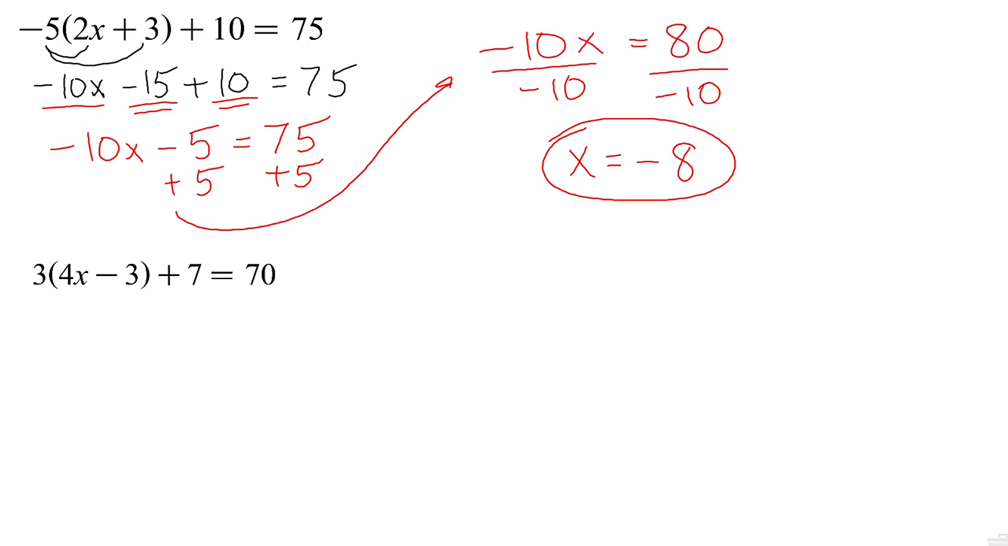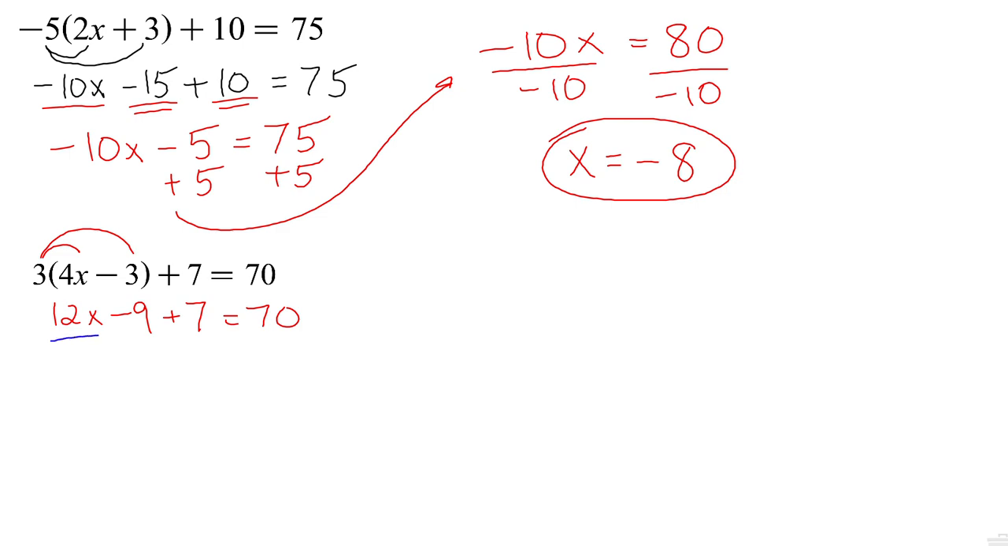And so we'll do one more. Distribute it through. 3 times 4x is 12x. 3 times minus 3 is minus 9. And then we have the plus 7 and equals 70.